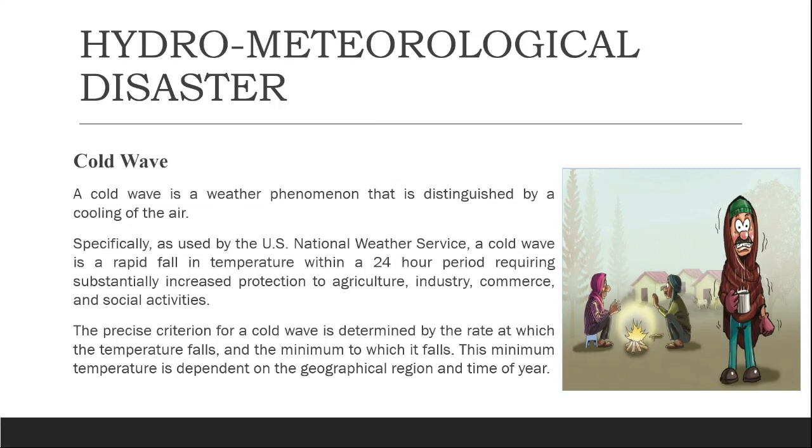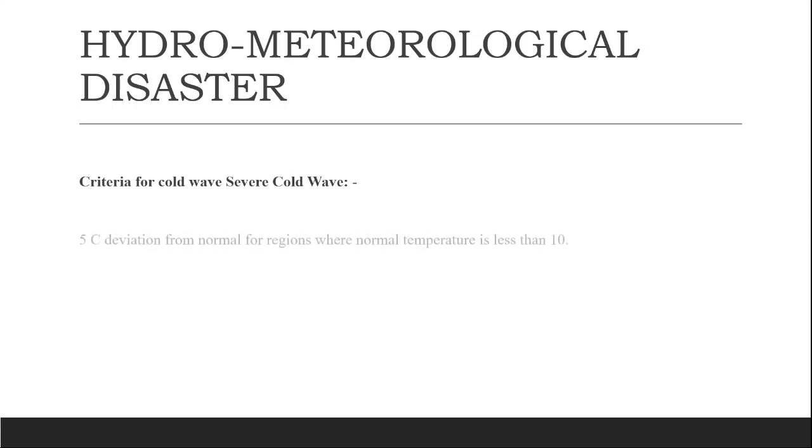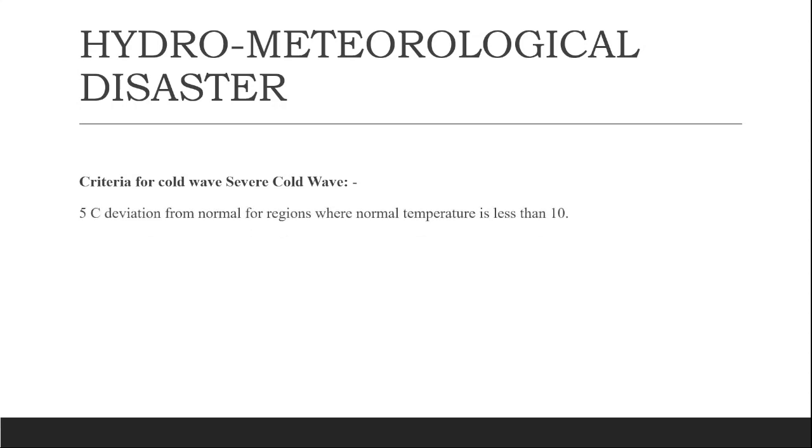Okay, so cold wave in India majorly extends from the northern side to the southern side or peninsular India. Okay, now what are the criteria for the cold wave, or we can say severe cold wave? So there is a 5 degree centigrade deviation from normal for a region where the normal temperature is less than 10 degree centigrade, and the other criterion is for the cold wave.